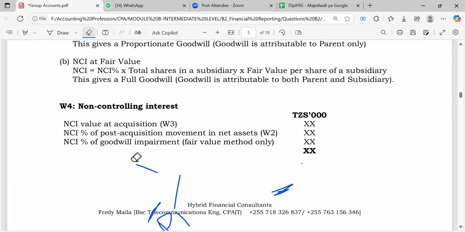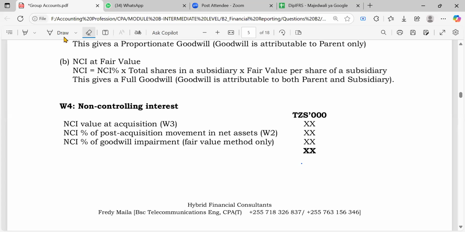These are the workings now. We have seen working one, which was group structure. You are low? Working one, still low. Yes, you are low. Am I still low? Yes, you're still very low. Hello? Yes, now I can hear you.